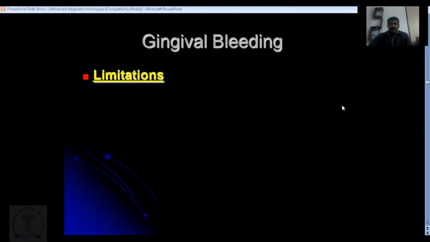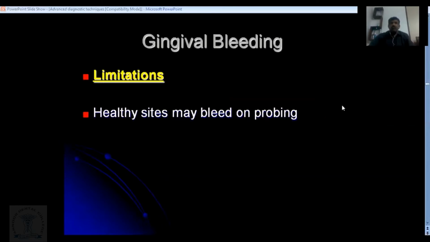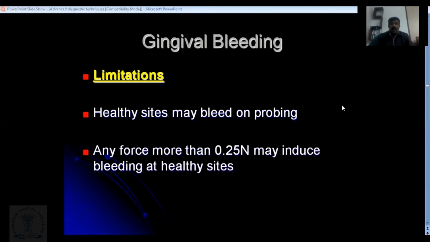Now, what are the limitations when you look at gingival bleeding? One of the main problems is, as I told you before, healthy sites, especially if you increase the probing force, can bleed. So healthy sites may also bleed. That's one problem. And any force of more than 0.25 Newton can induce bleeding in a healthy site. So that is another limitation associated with gingival bleeding.